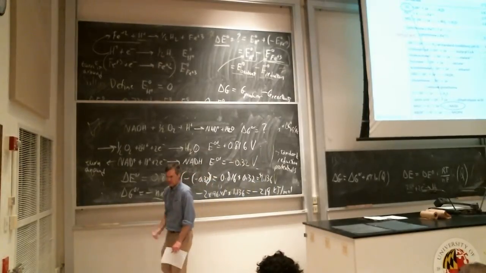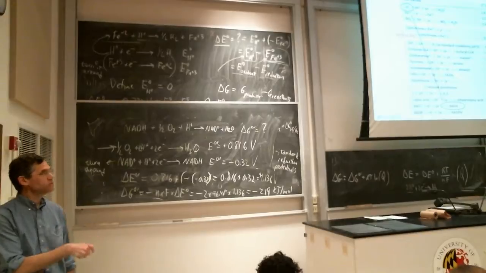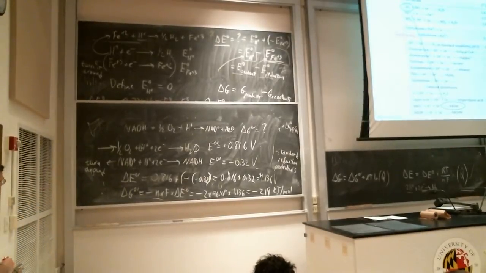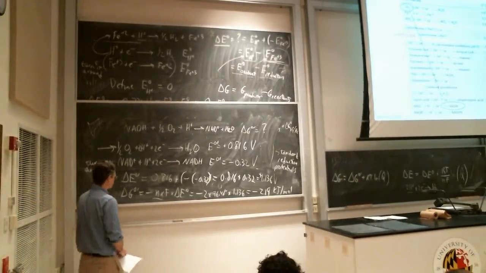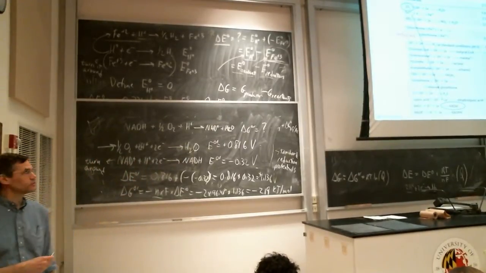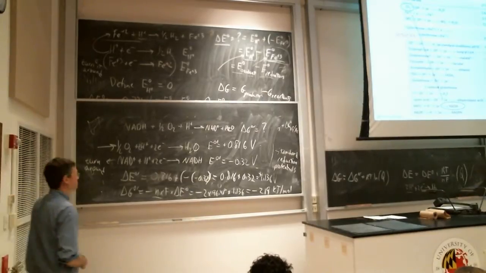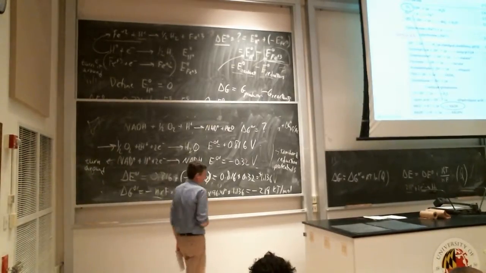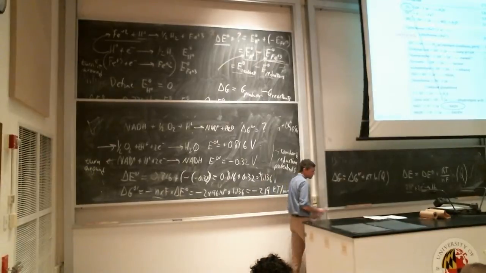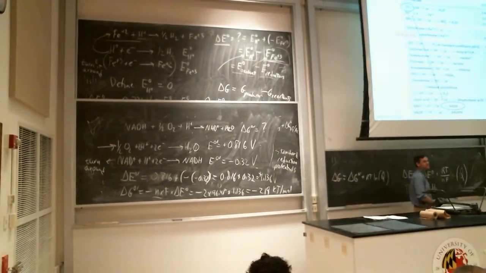So you could use that for any of these reactions. You could use this to figure out the energy change of any reaction. That's why reduction potentials are very powerful, because they allow you to figure out delta G's for many, many reactions. Okay. Any questions? Everybody remembers all this?